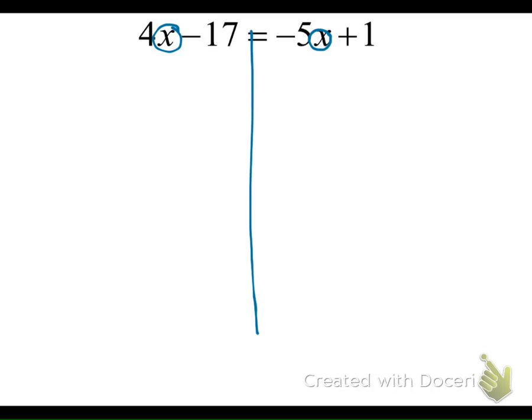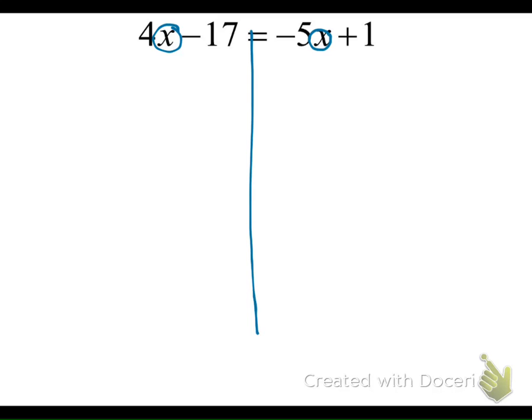Andy, read step 2 for me. Get variables on one side of the equation. How do I do that? Okay, so I'm going to look at the variable that's the smallest, and I'm going to move it from one side of the line of equality to the other side to get the variables on the same side. So is 4x or negative 5x smaller? So I'm going to move that negative 5x from the right side to the left. So how am I going to move that negative 5x?